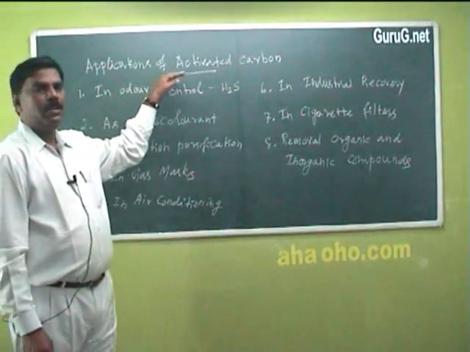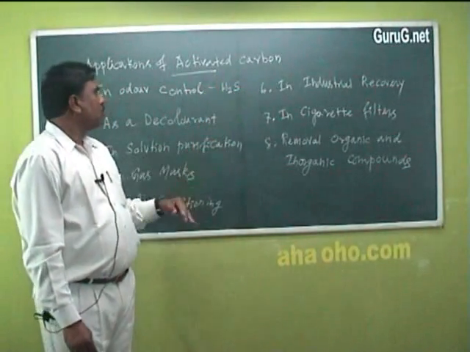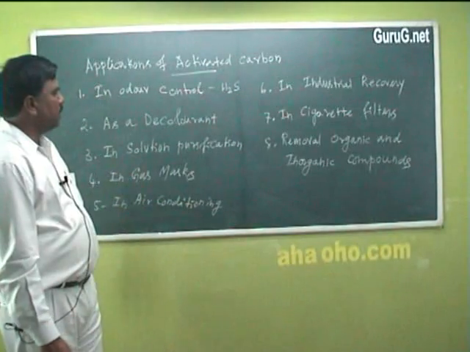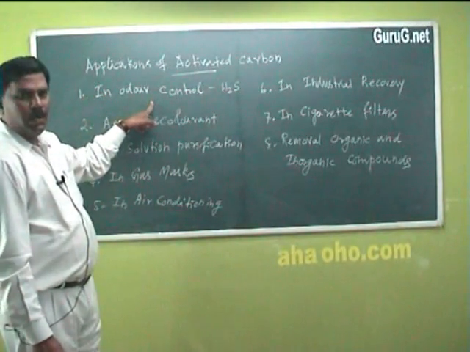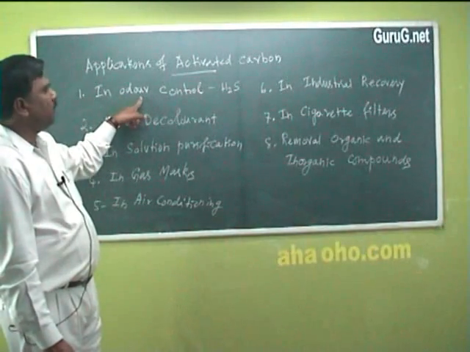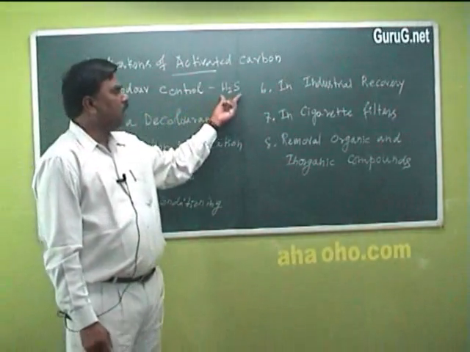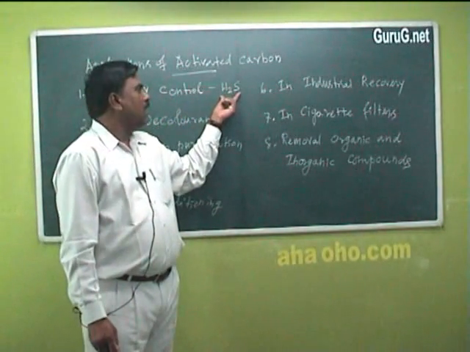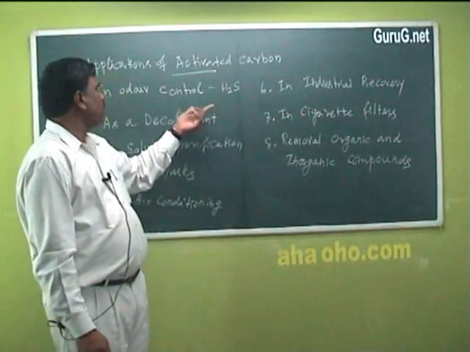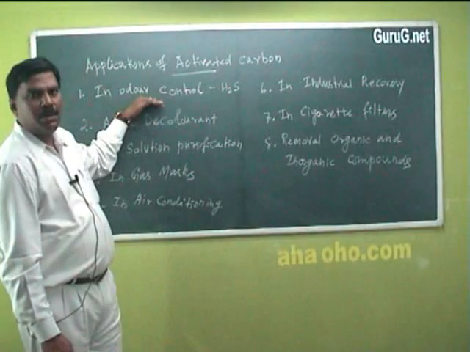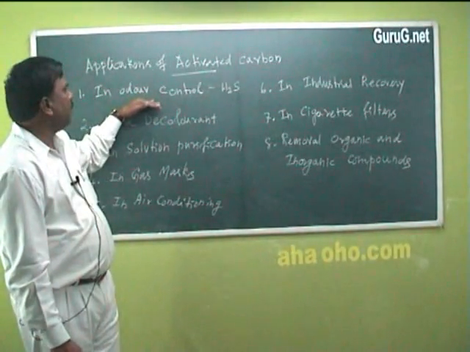Activated carbon is used as an adsorbent for the process of adsorption. So what are the different applications of activated carbon? First one is odor and water control. Water of the effluent should be controlled by the adsorption of activated carbon. For example, if the effluent has hydrogen sulfide, that is a rotten smell, a bad smell, it should be adsorbed with activated carbon.